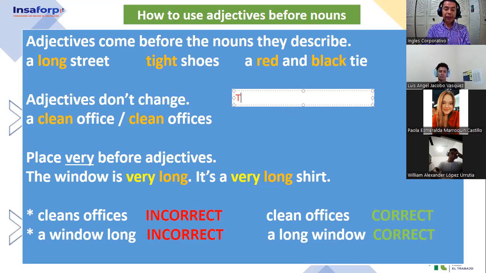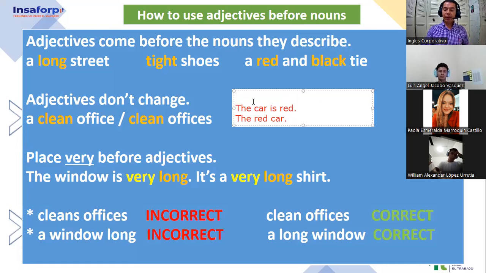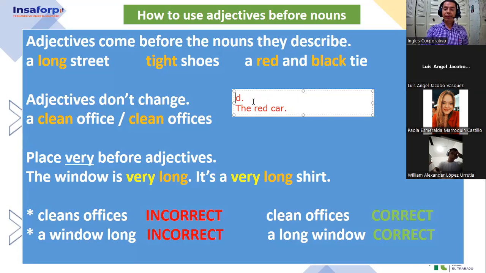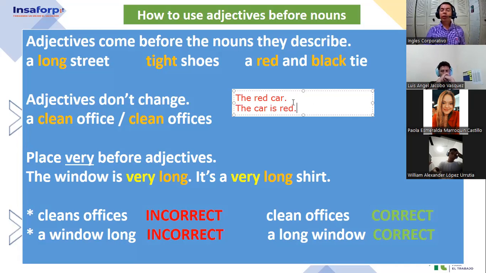Ok. The car is red. El carro es rojo, right? Yes? But we say the red car. Good. La excepción a esta regla de... Bueno, vamos a ponerlo al revés para aquí. Para que me entienda un poquito bien el ejemplo aquí, ok. The car is red. Good. So we have to identify the noun, right? Primero debemos identificar el nombre.